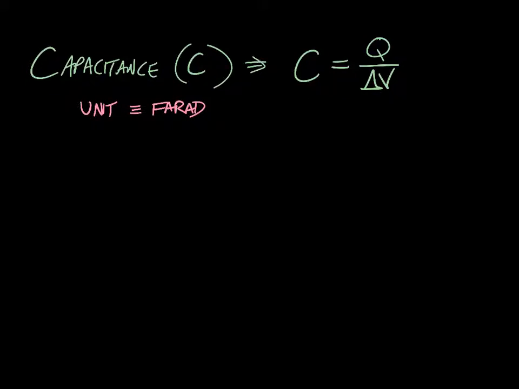And so, basically, 1 farad is equal to 1 coulomb of charge per 1 volt. Okay? So that's our farad, big F for farad. So a couple of things to note.